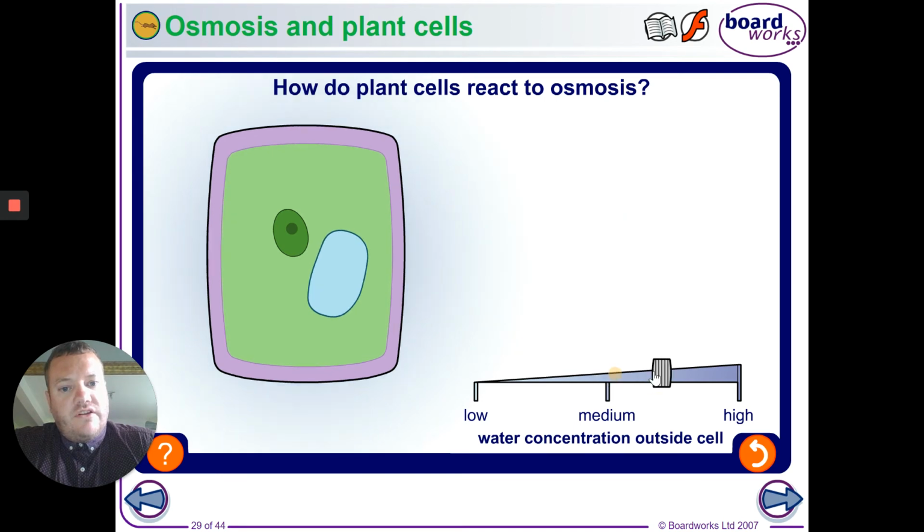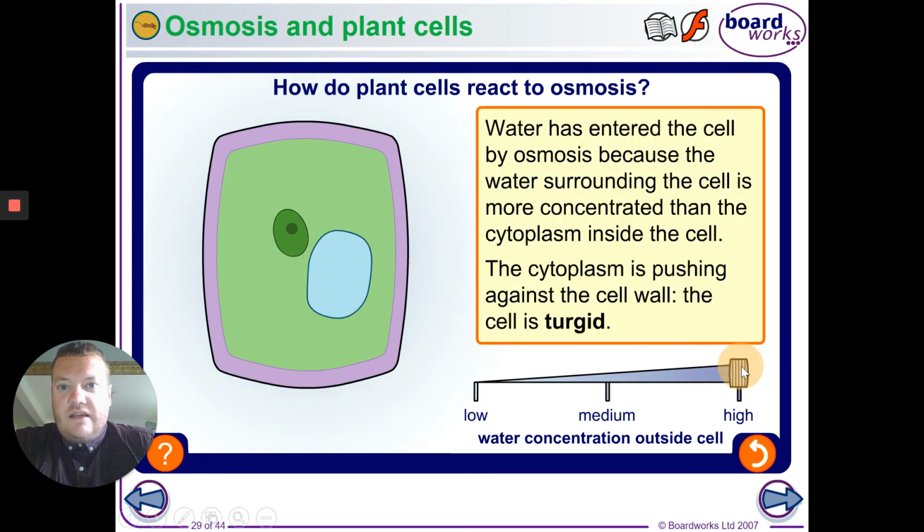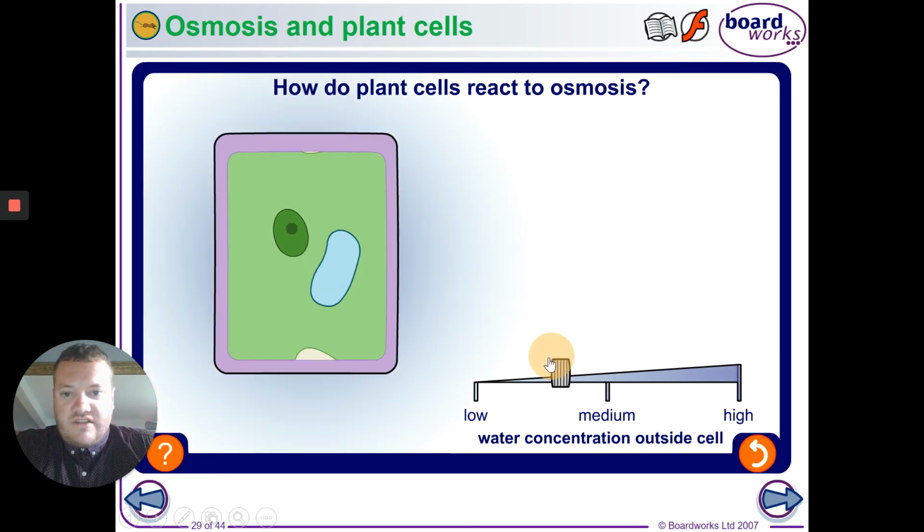And let's have a look at what that's going to do to the cell. Makes it swell up. Okay, we say that the plant cell is turgid. It's swollen up, but thankfully, it's still pretty much retained its shape, and it will still function as a cell, even though it's got a lot of water inside.